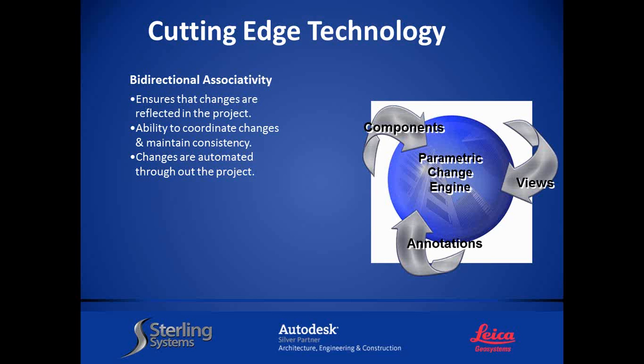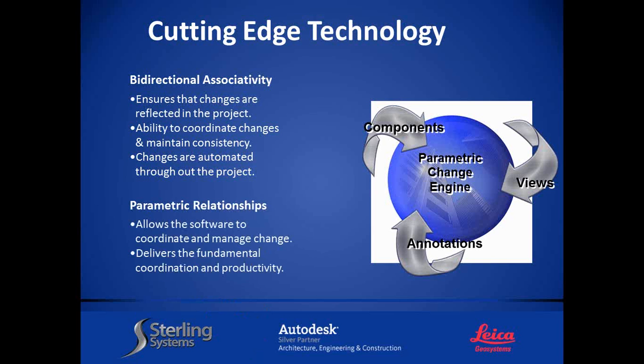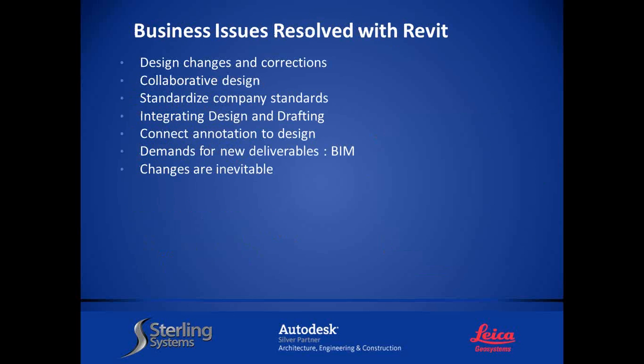We also have the ability to coordinate those changes and maintain consistency throughout a project. So if we make an adaptation to a family, as we're going to do later on today, we can be rest assured that all of those changes occurred throughout the project, not just in that particular instance. We also have something called parametric relationships, and we'll talk about this briefly as well. Really, it's the foundation of how Revit operates, and it's this idea that one entity could be reliant on another. So we'll talk about that as we move into family creation.